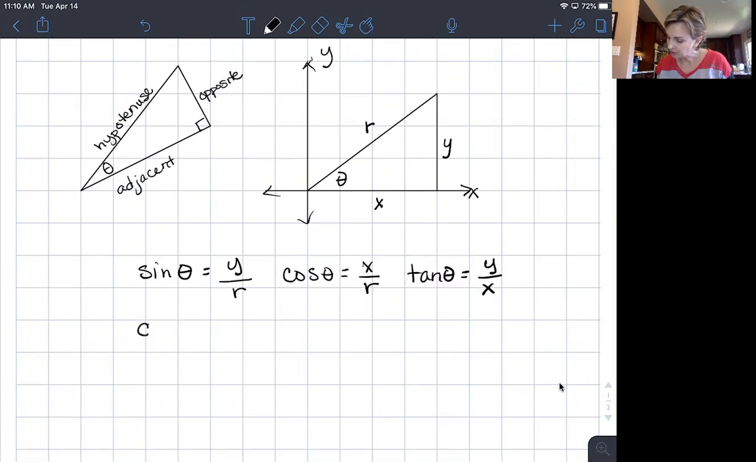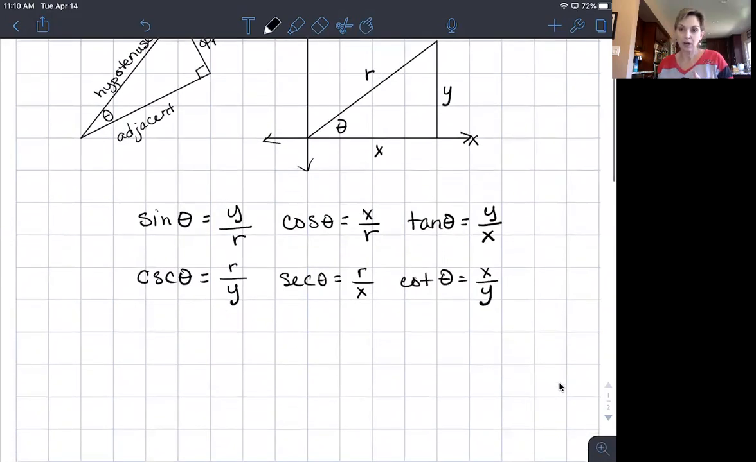Cosecant, which was your reciprocal of sine. Okay, we're just replacing a couple things here. It's the reciprocal of sine, so it's now R over Y. Secant, reciprocal of cosine, is now going to be R over X. And cotangent is now going to be X over Y.